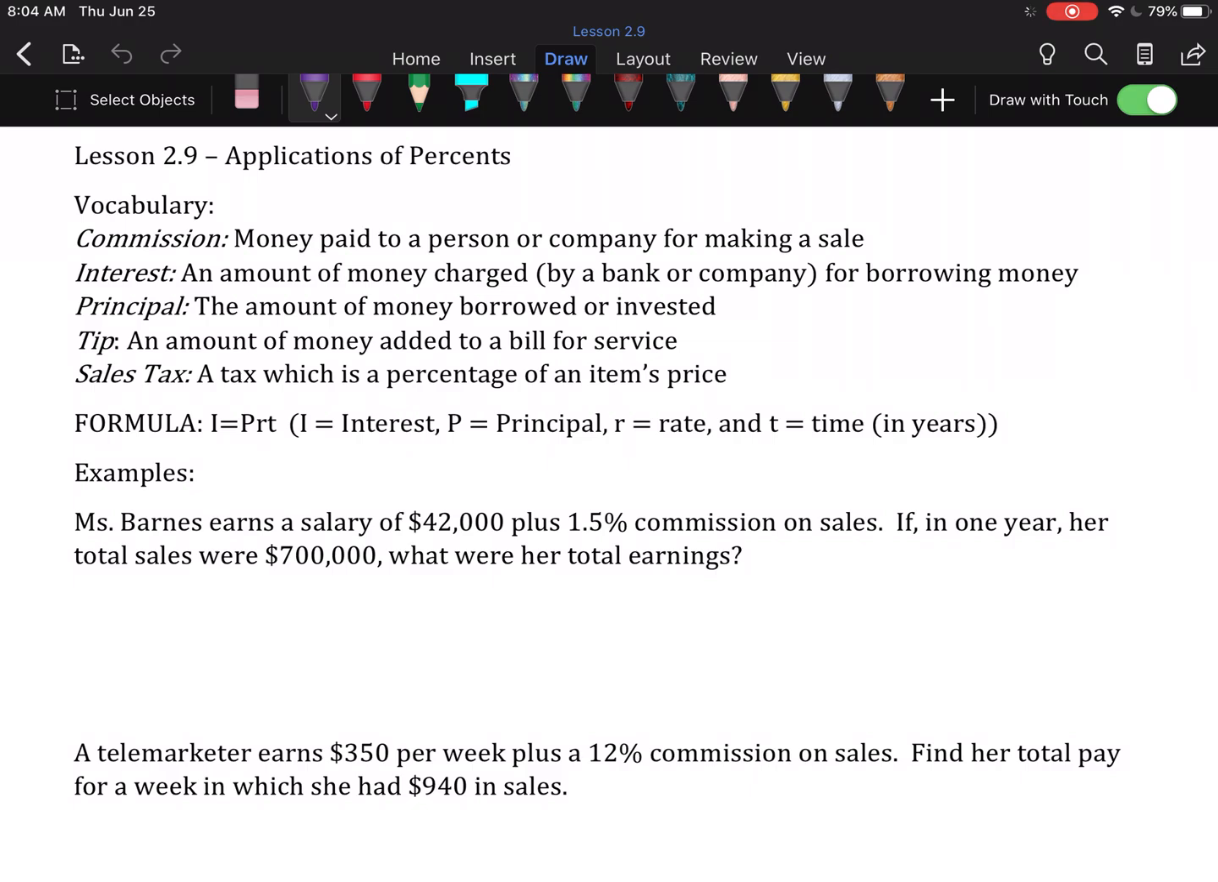So this is a two-step problem. First, we need to get her commission, which is her commission rate, which is 0.015. It's 1.5% as a decimal, times her sales for the year, 700,000. And I am absolutely using a calculator to do this. That is $10,500.